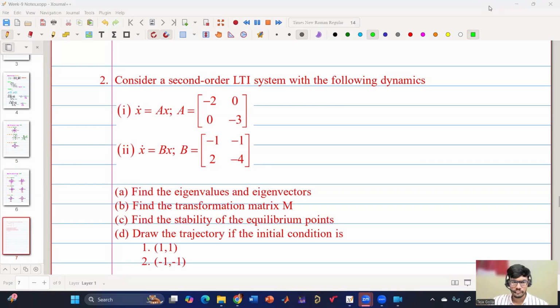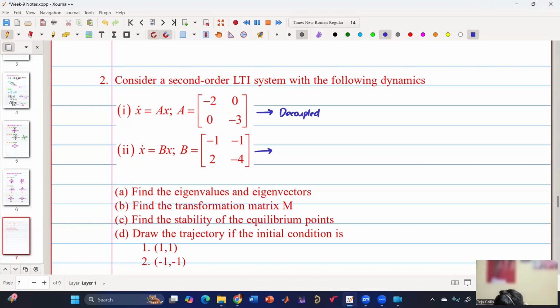So solve these problems along with me. I have considered one second order LTI system, where I have considered one coupled system as well as a decoupled system. Is the first one coupled or decoupled? The first one is decoupled, very good. The second one is coupled. So I have given two cases. The first one is decoupled and the second one is coupled.